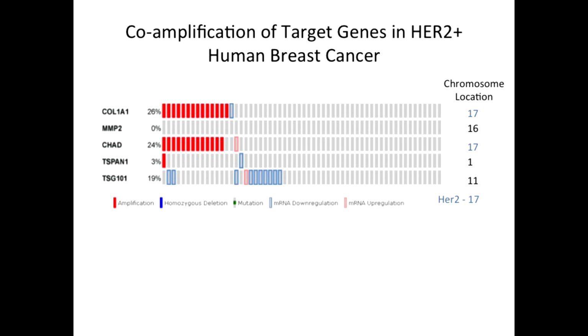What I'm showing you here are these top 5 genes funneled through the human TCGA data. This is human breast cancer and many other cancer types where all of the omics platforms have been addressed. Each column reflects an individual tumor sample, and these are all HER2 positive tumor samples. You can see in red for COL1A1 that we have amplification of the COL1A1 gene in those tumor samples. But if you look down, those same tumor samples also have amplification of a gene called CHAD. So we have co-amplification of these 2 genes.